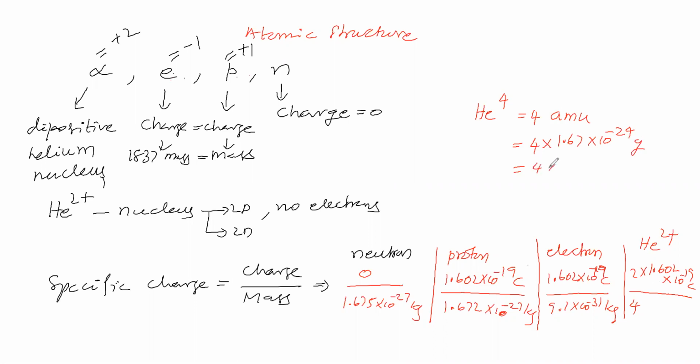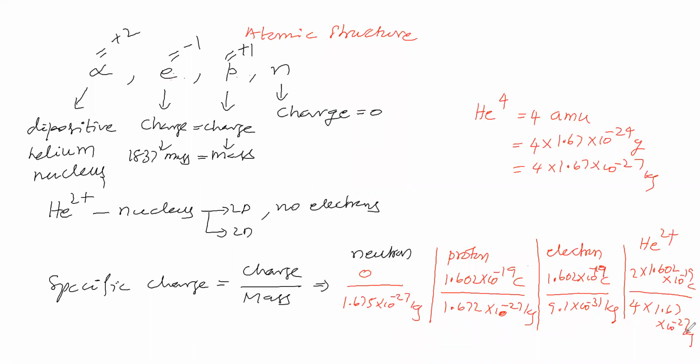To convert into kilogram, multiply this by 10 power minus 7. So, it will give kilogram. So, 4 into 1.67 into 10 to the power of minus 27 kilogram. Sorry. We have substituted the values for the specific charge.